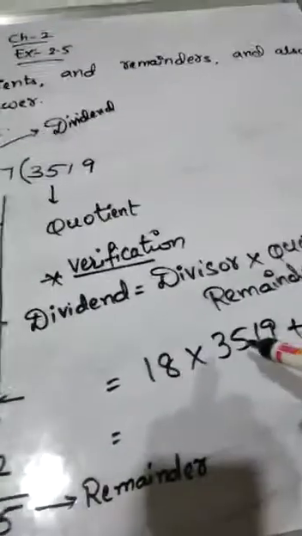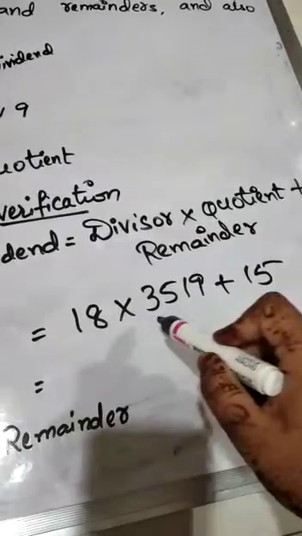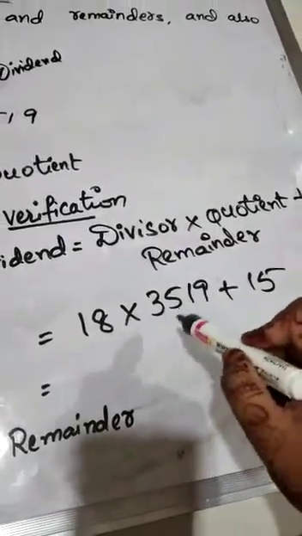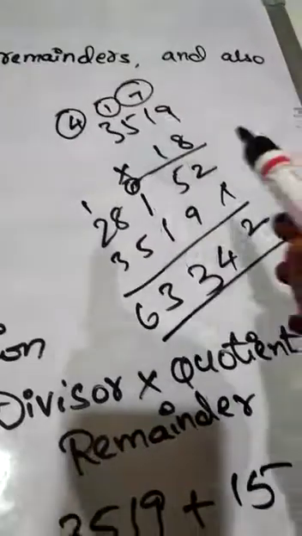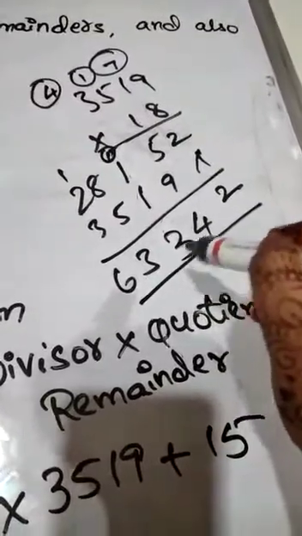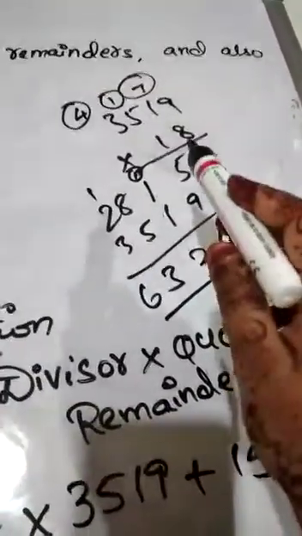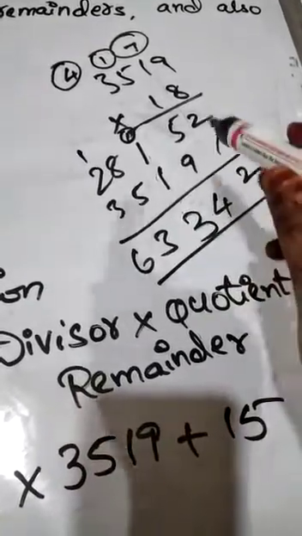What is the divisor here? 18. And what is the quotient here? Sorry, 3519. What is the remainder here? 15. So I have written here. What we have to do? We have to multiply 3519 into 18. Let us do this. When we multiply 3519 into 18, we'll get 63,342. You know how to multiply with two numbers. So after multiplication, we'll get this answer.